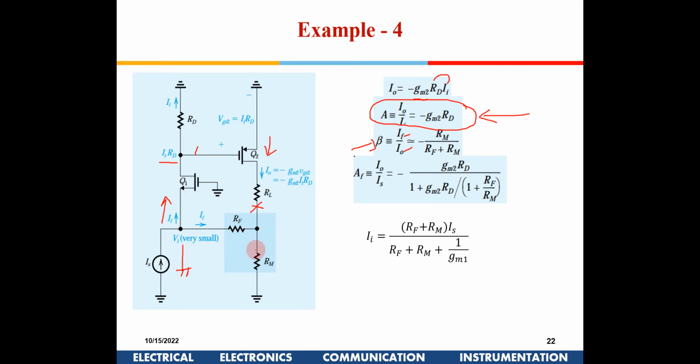So now it is again a current divider topology, right? So I write RM, RF by RM. Okay, that is beta. Now this is A, this is beta. Now I can write AF is equal to A divided by 1 plus beta into this. Is this equation clear to all of you now? Is it okay?